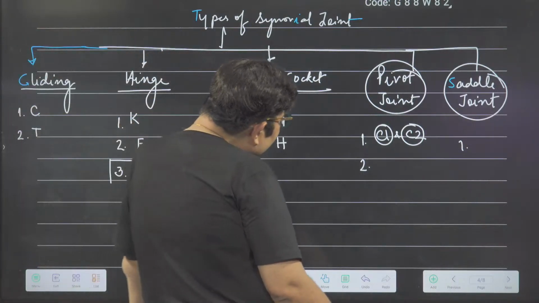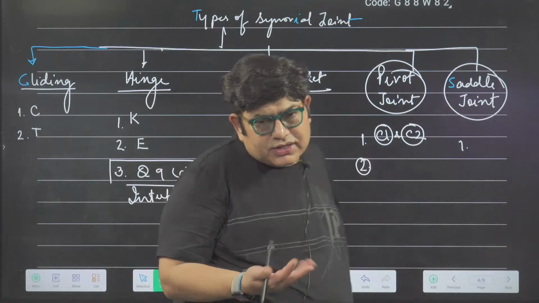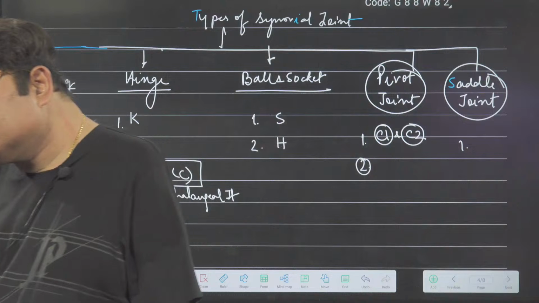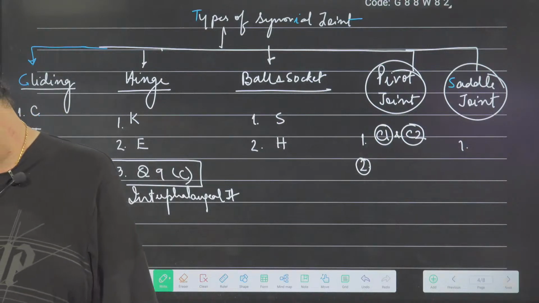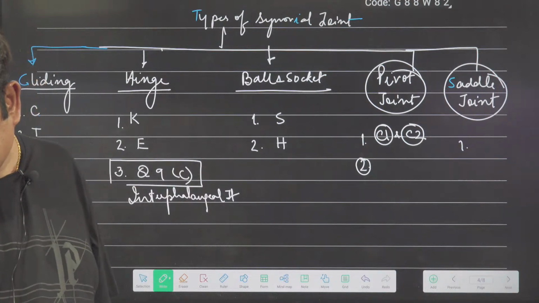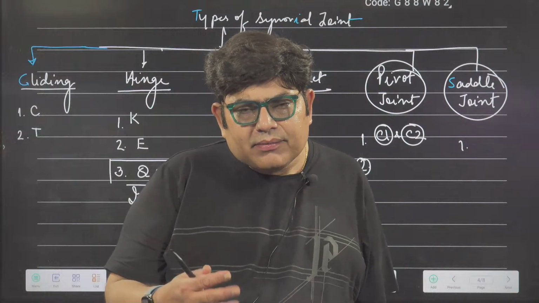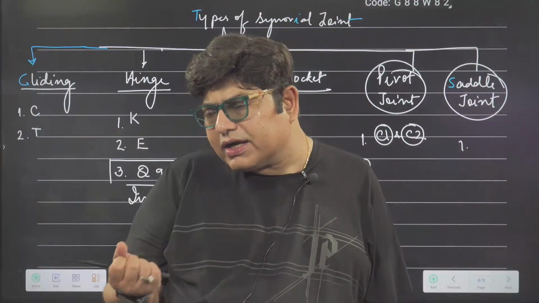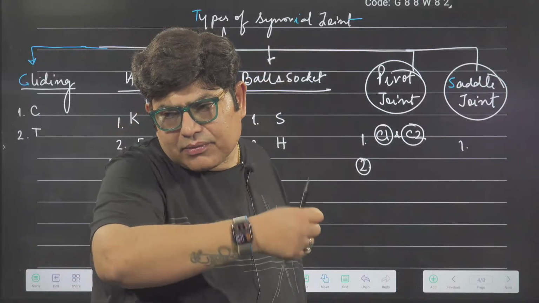Coming to another example of pivot joint, can you tell me any other example of pivot joint? Any other example? Wrist and elbow, pivot joint is present. Wrist has gliding, elbow has hinge. But where is this pivot joint? Which joint is this? Is it elbow? Is it wrist?